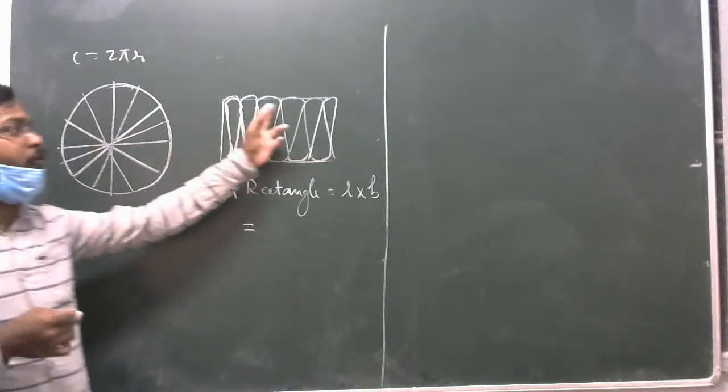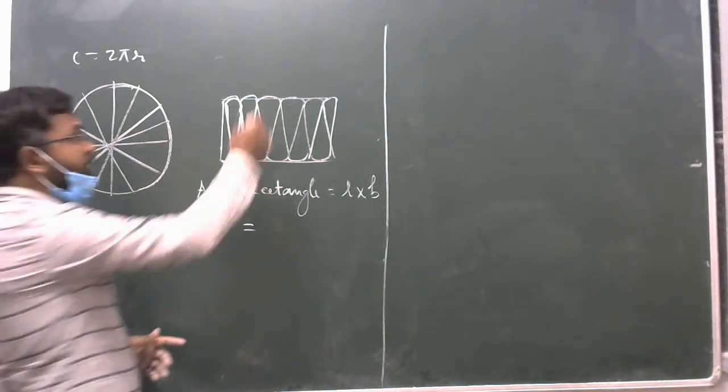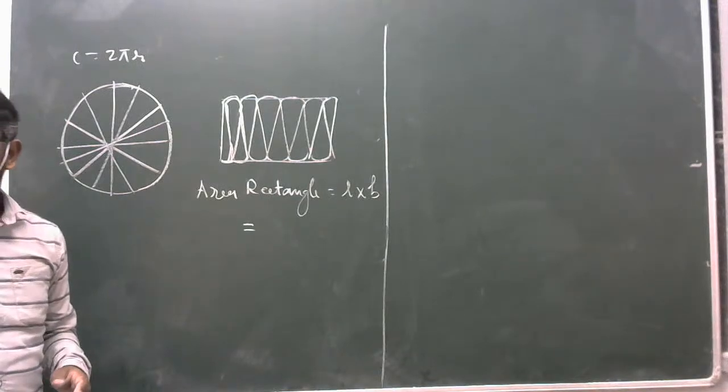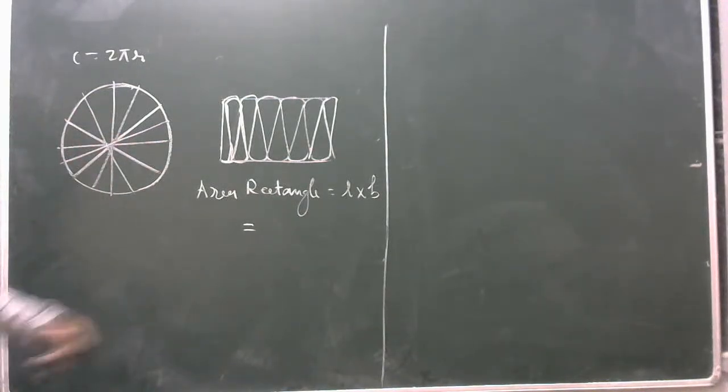Half the boundary went up and half the boundary came down. So if half the boundary went up, then what will be its value? The total boundary is 2 pi r, and if you take half of that boundary, then what will be this length?